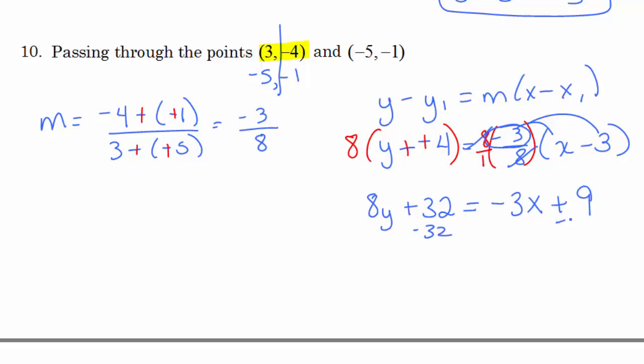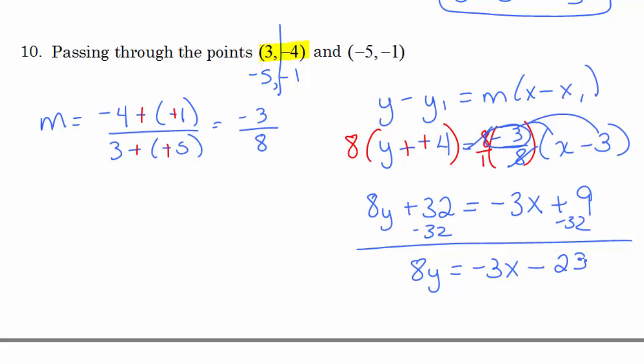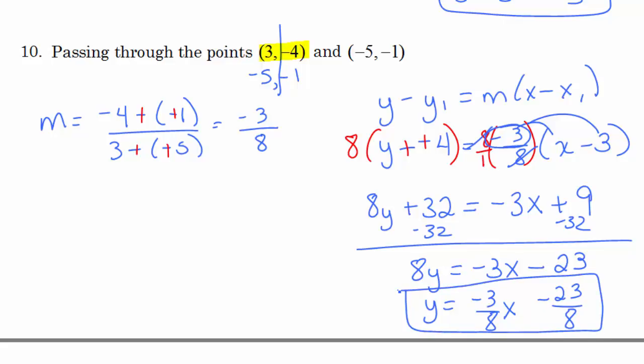Subtract 32 from both sides. And what's that? 23. Divide by 8. Your final answer. You can see most of the answers are pretty ugly, but that's just kind of life sometimes.